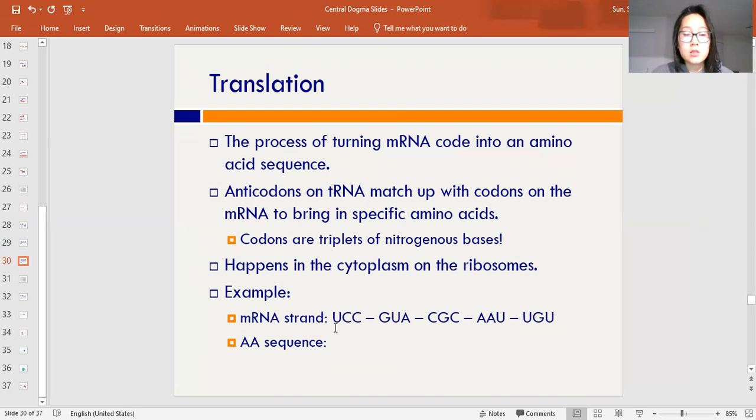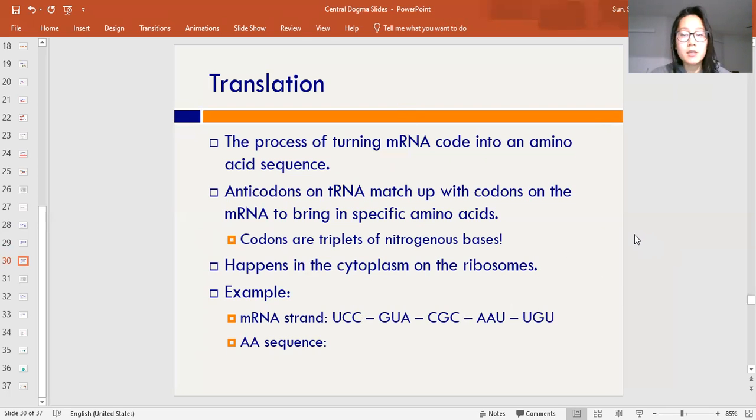So again, a codon is 3 at a time. So we're going to be bunching 3 at a time, which is why I put the dashes in between. It helps you visually separate out one codon from the next codon. It makes it easier to read to find your amino acid. And this process for translation happens in the cytoplasm on the ribosomes, which are the protein making factories.